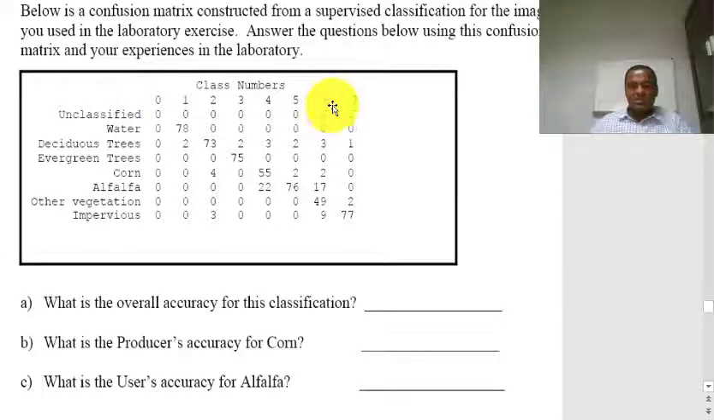So you can also do this exercise. What is the overall accuracy for this classification? If you have 7 classes result from validation and from classified data, you can do this exercise if you like.